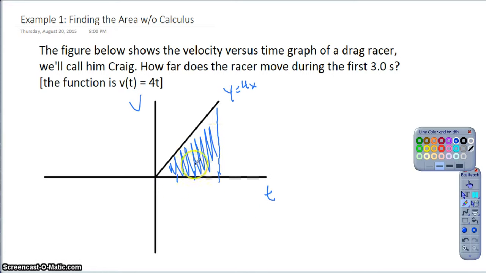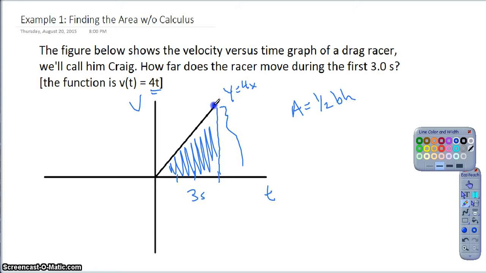Well, in order to do that, isn't this just a triangle, since it's just a straight line function? The area underneath this curve, the area bounded by the curve and the x-axis, is just going to be a triangle. So I just need to know the dimensions of my triangle. We know that it's 3 seconds, so I'm going over 3 seconds. The only thing I have to do is figure out my height, and then I'm just going to use area equals 1/2 base times height.